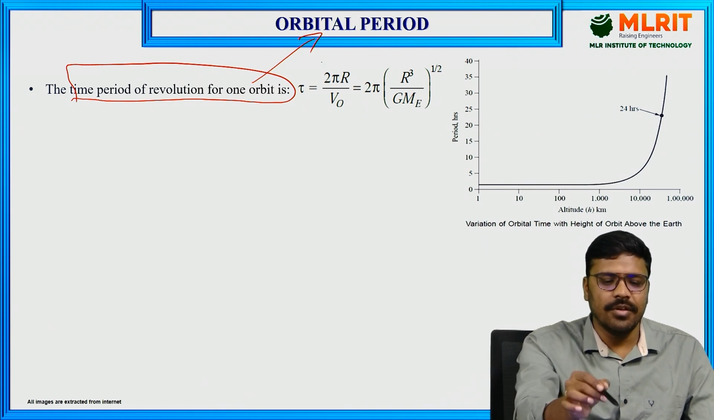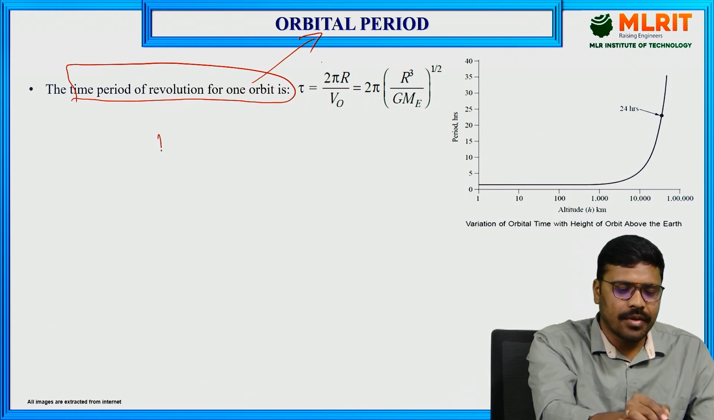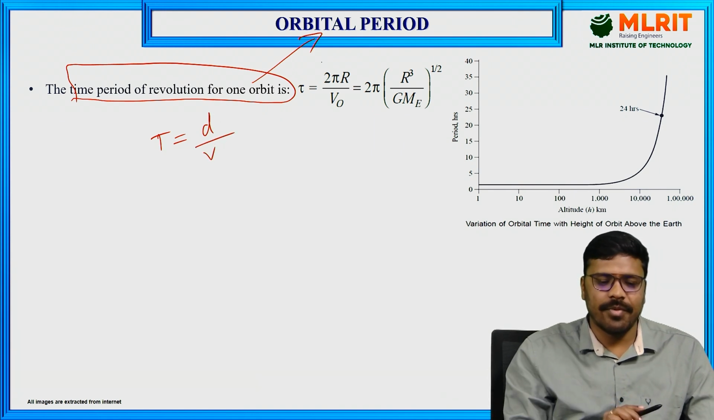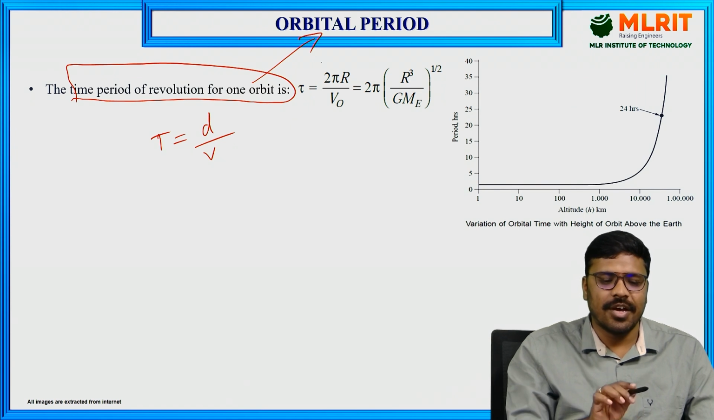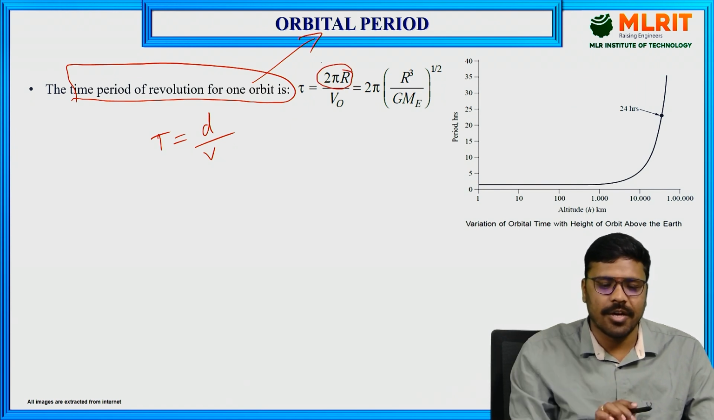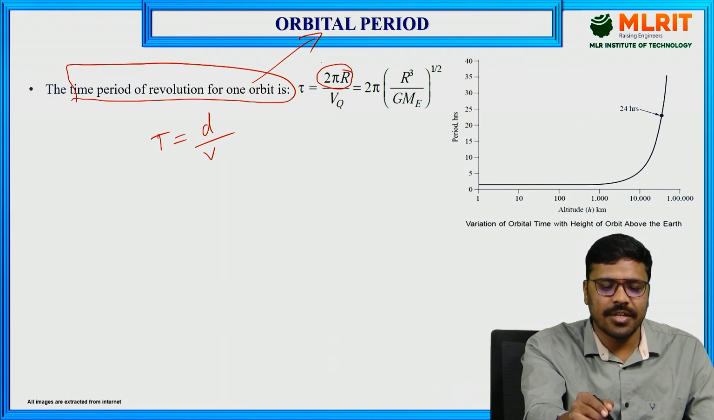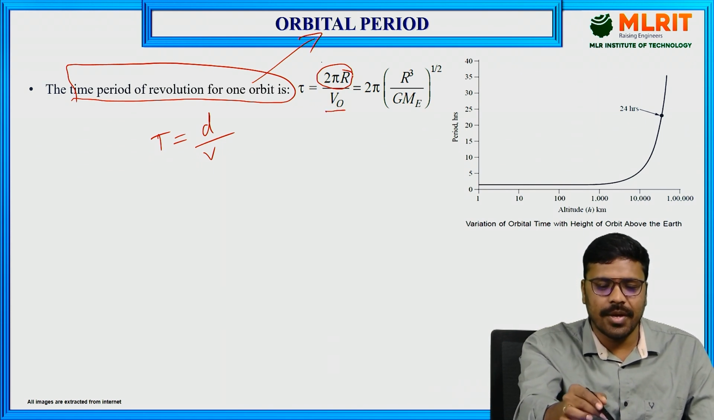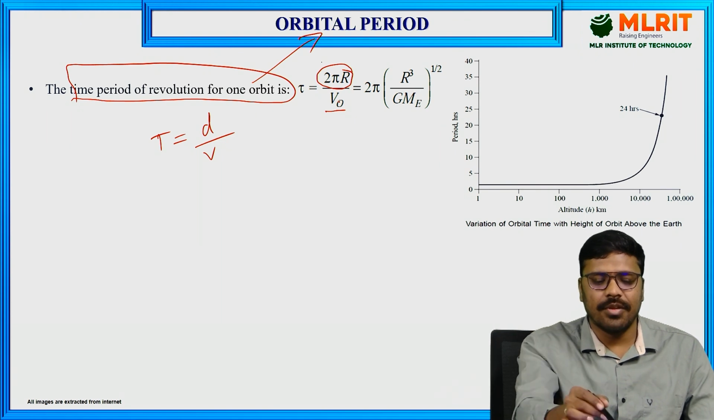So time is equal to distance traveled by velocity. What is the distance covered by the object in one orbit? 2 pi r, where r is the radius of the orbit, like the perimeter of the orbit. And what is the velocity of the object in the orbit? V0, the orbital velocity.